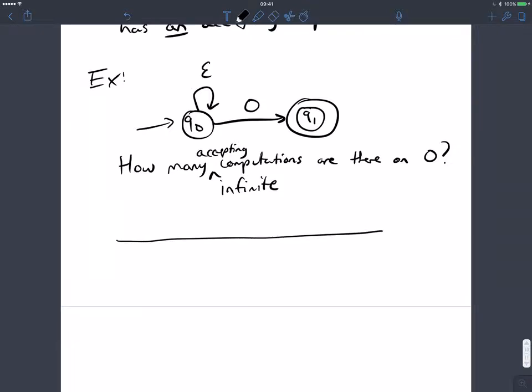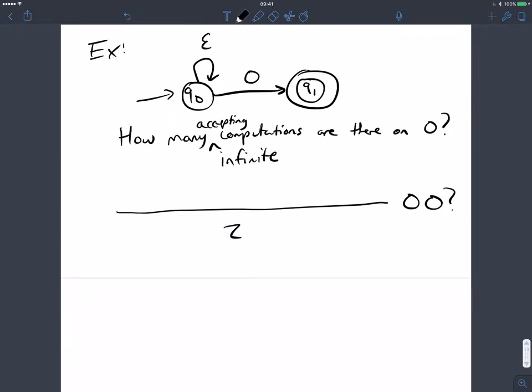What about the same thing, but the input 0, 0? There's 0. How do you know? There's absolutely no way for me to read the whole input. Do I need to read the whole input for it to be a computation? Yes. So the answer is 0.